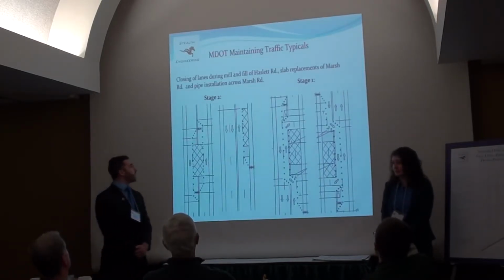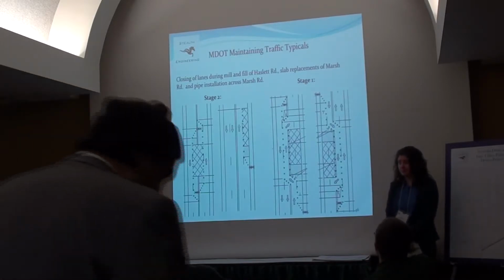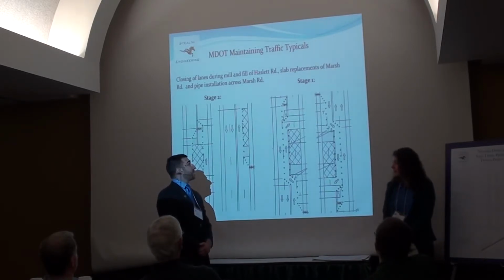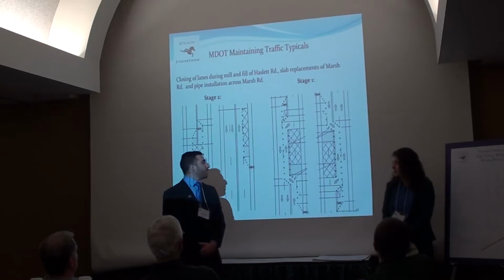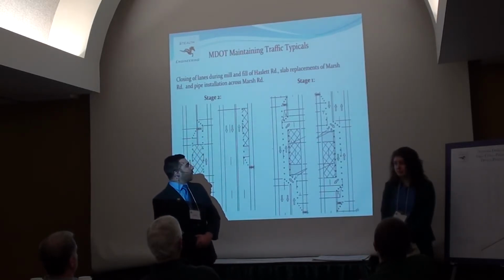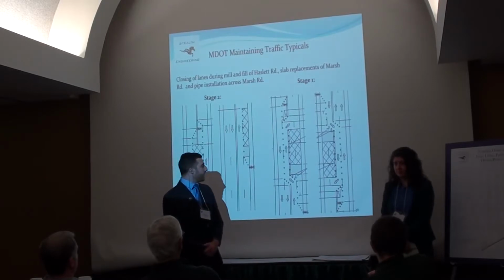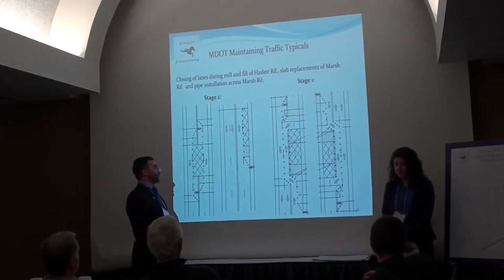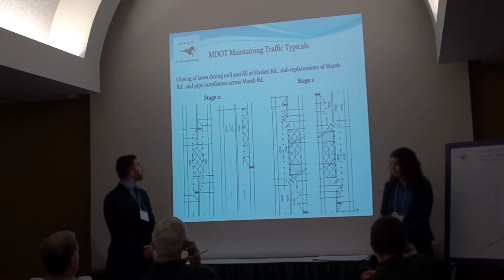Here we have some pictures that were extracted from MDOT's maintaining traffic typicals. This pertains to the crossing of pipe installation underneath Marsh Road. In the interest of keeping traffic open and flowing, we elected to break this into 2 phases and essentially make this portion of Marsh Road a 2-lane, 2-way road as opposed to a 4-lane, 2-way road during this construction process.